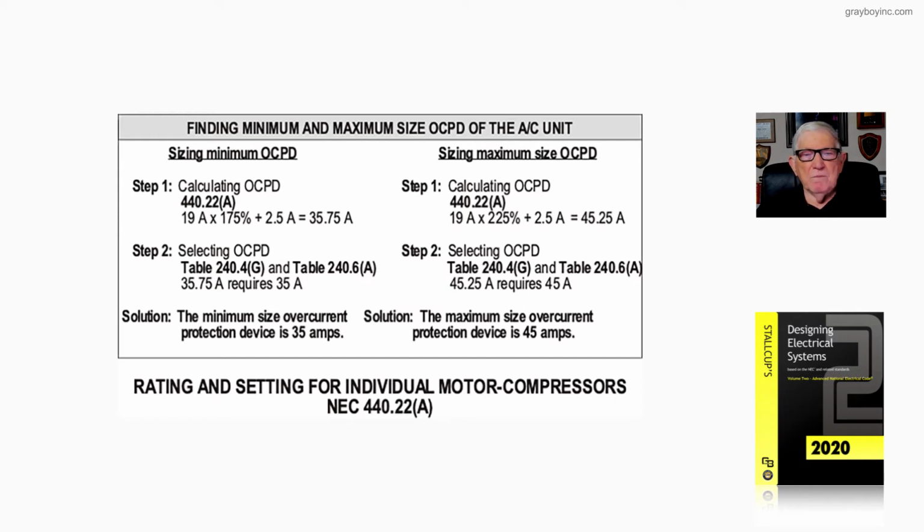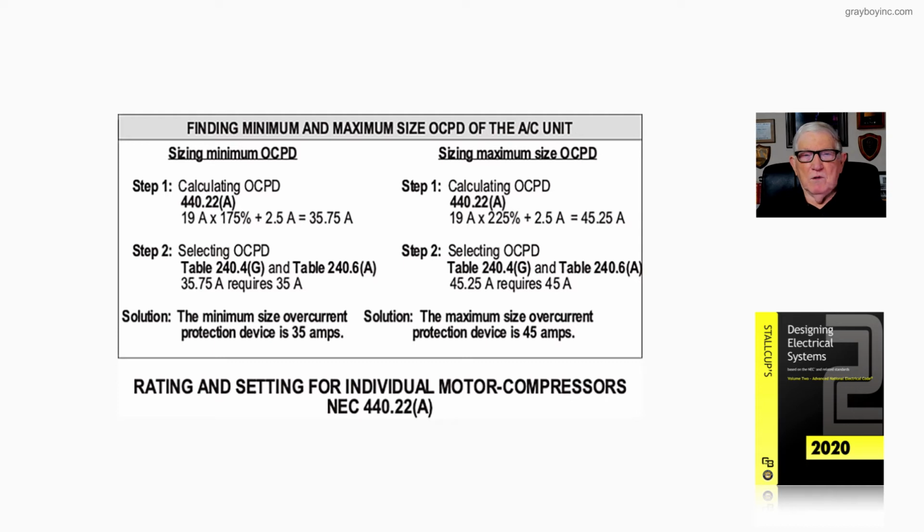Now, step 2, we select the overcurrent protection device in accordance with 240.4(G), and we would pick up table 240.6(A). Now, remember, 240.4(G), we're sizing the overcurrent device at 175%, not 125%, so that's why we see if the air conditioner falls within the table. 240.6(A), we're just selecting the overcurrent protection device based upon 35.75.